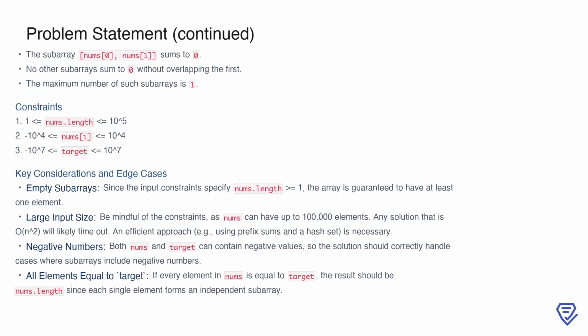In a third example, let's take nums equals -2, 2, -5, 5, and target equals 0. The output here is 1. The subarray nums[0..1] sums to 0, and no other subarrays can sum to 0 without overlapping the indices of this first subarray. This illustrates that in some cases, we may only be able to find a single valid subarray that satisfies the condition, and the result in such cases will be 1. This example also demonstrates the importance of correctly handling 0 and negative numbers when calculating subarray sums.